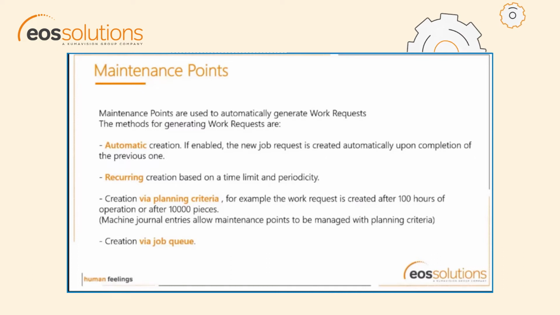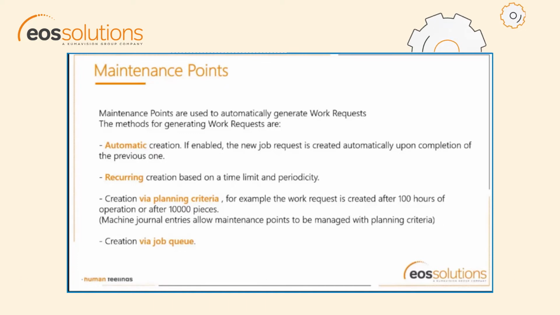The types managed are basically 4. First, those with automatic creation: if enabled, the new work request is created automatically upon completion of the previous one. We also call it step by step. Then we have the recurring creation based on a time limit and on a periodicity. Or the creation via planning criteria. For example, the work request is created after 100 operating hours or after 10,000 pieces produced. And finally, the creation via a process.